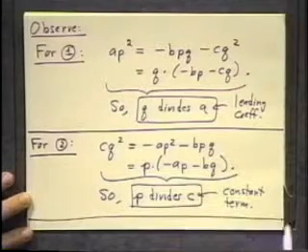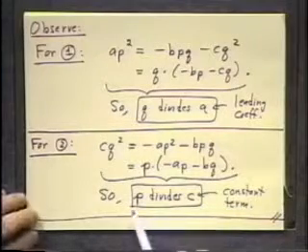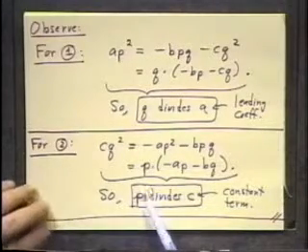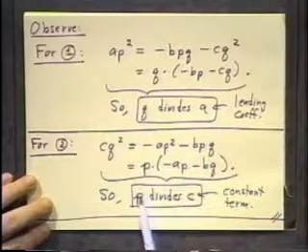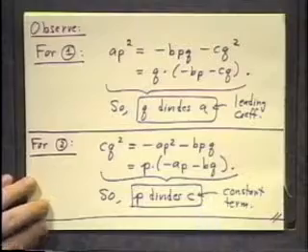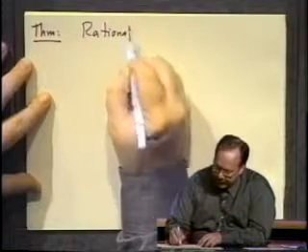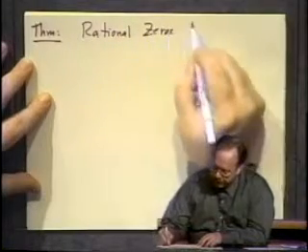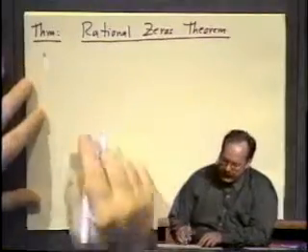So what we've discovered is that if p over q is a root, or a zero, of our polynomial, then the bottom divides the leading coefficient and the top divides the constant term. And that works in general and leads us directly to the following theorem, which is what this section is about. This is called the rational zeros theorem. And it goes like this.